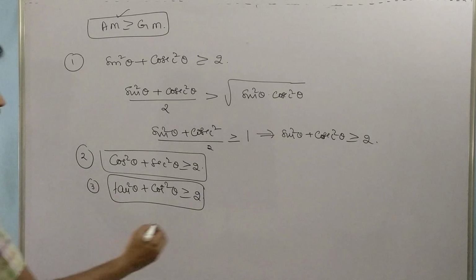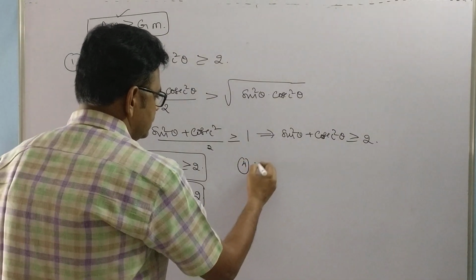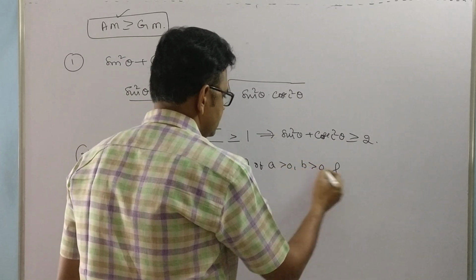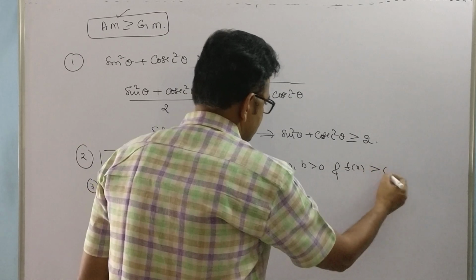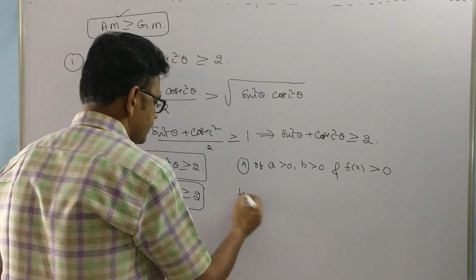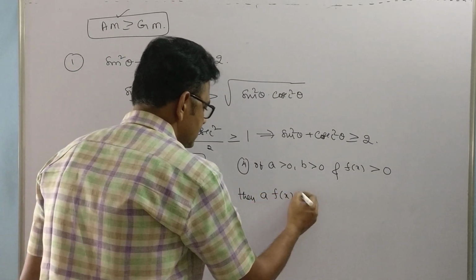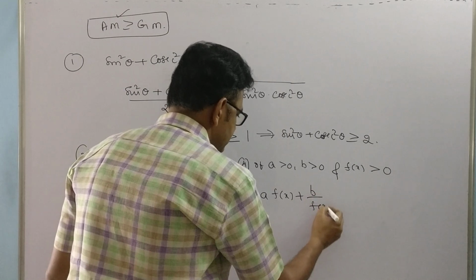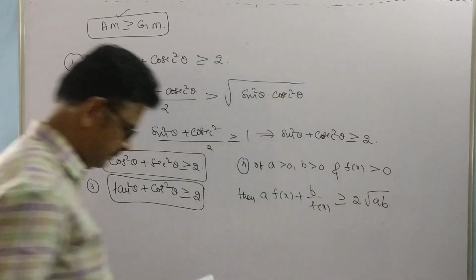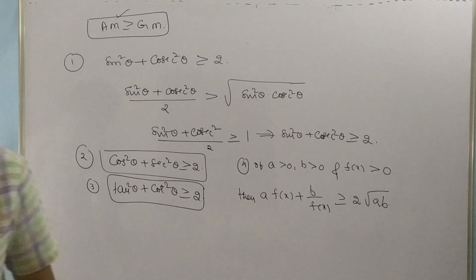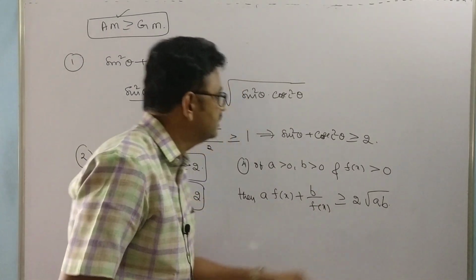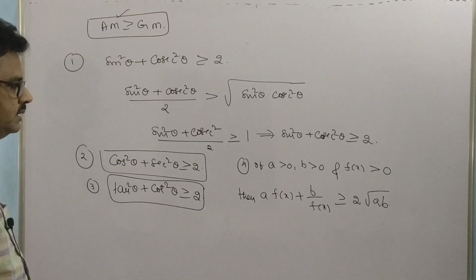And also one point, if A is greater than 0 and B is also greater than 0 and f of x is greater than 0, then A into f of x plus B by f of x is greater than or equal to 2 into root of AB. This also we are applying AM is greater than or equal to GM concept.